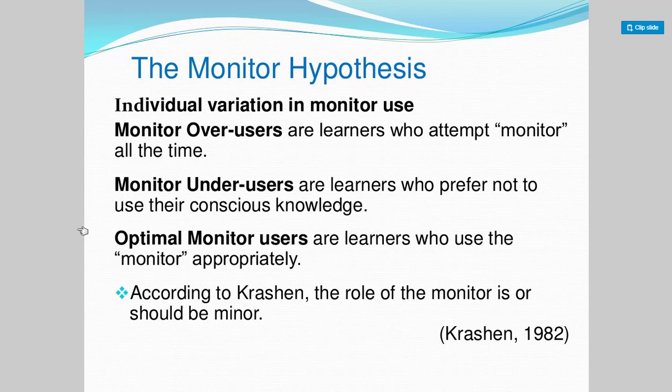When I say, for example, monitor under-users, they're not going to use the conscious knowledge. What is that? They're going to be just listening, comprehending, right? But they're going to be interacting. And now the optimal monitor users are those students who know what they need to learn, but they are going to be understanding at their own pace, at their own level, at their own speed. And after that, they're going to say if they're able to continue to the next level or not. Got it?